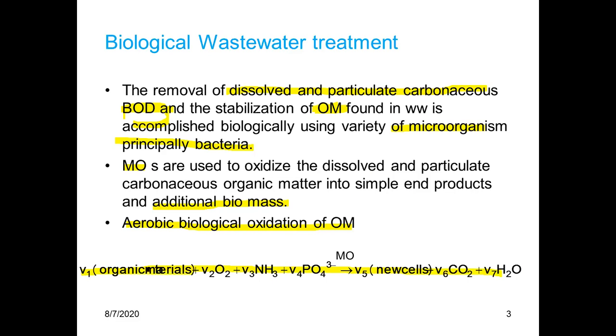Here you can see organic materials are converted by microorganisms in the presence of oxygen, and there may be ammonia and phosphorus also, as nutrients. The microorganisms convert this organic material into CO2, H2O, and new cells. The new cells represent the microorganism population also, because the microorganisms eat the organic material, then their population grows. Their population is increased.